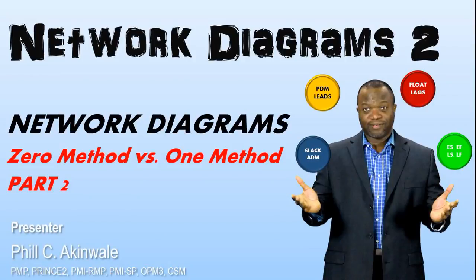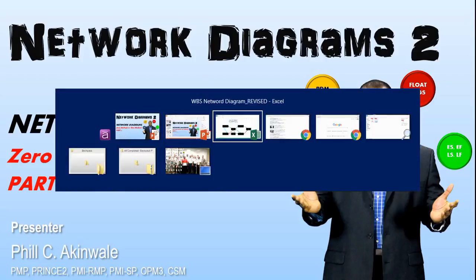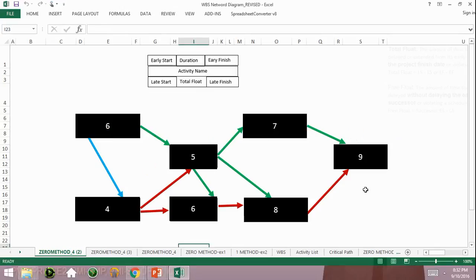Now you probably know that PDM is another term for activity on node, and ADM is another term for activity on arrow. ADM means arrow diagramming method, and PDM means precedence diagramming method. Part of the other confusion is really which method to use. So right now we're going to take a look at this problem.